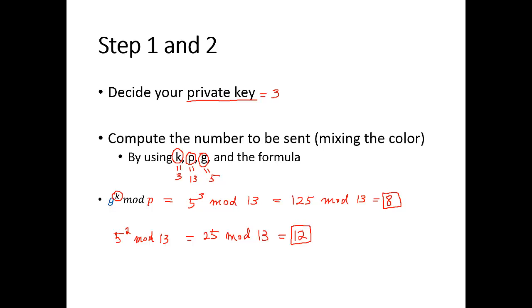So in this case, Alice sends the number 8 to Bob, and Bob sends the number 12 to Alice.